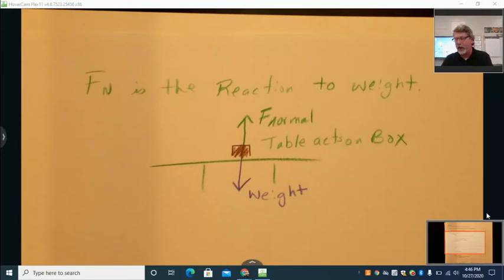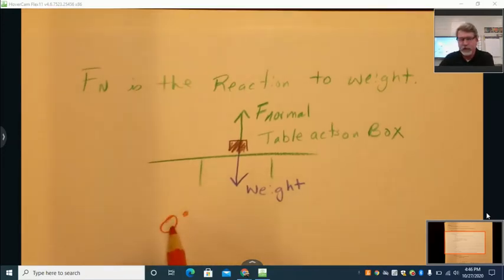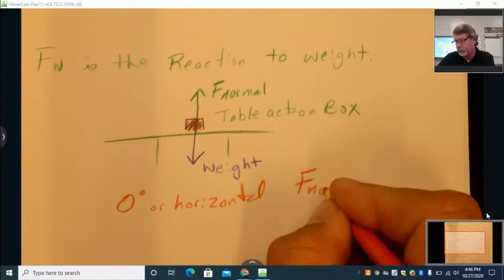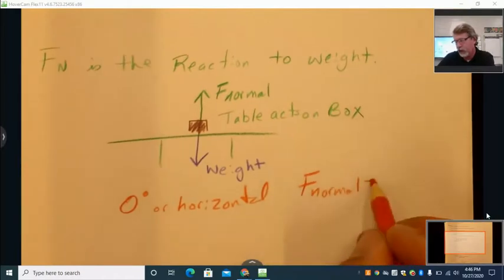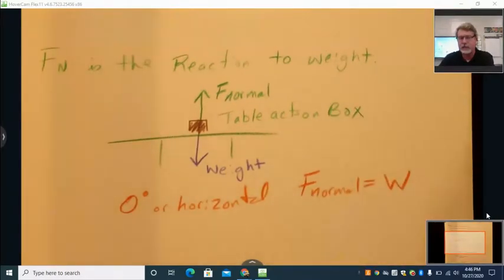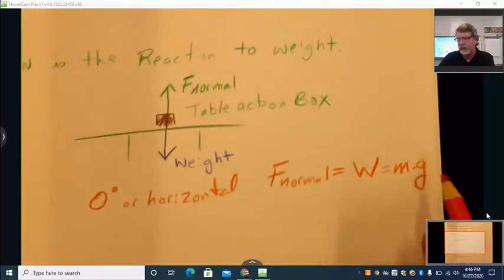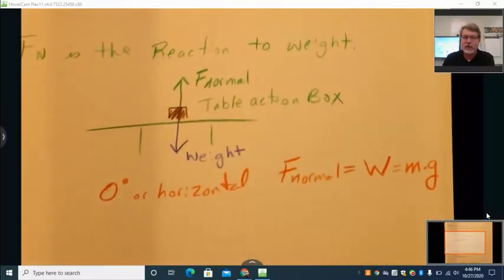So if we have 0 degrees incline or horizontal, if you have a horizontal surface, then force normal equals the weight of the object. How do we get the weight? The weight is mass times the acceleration due to gravity. All right, so that's our first case.